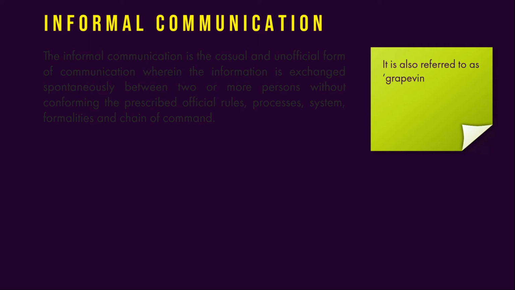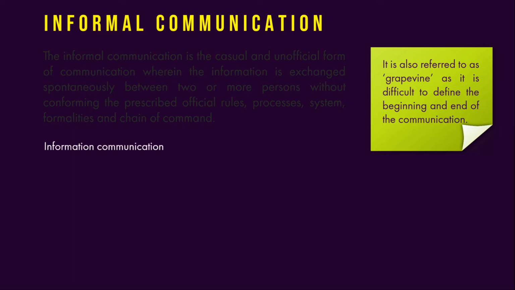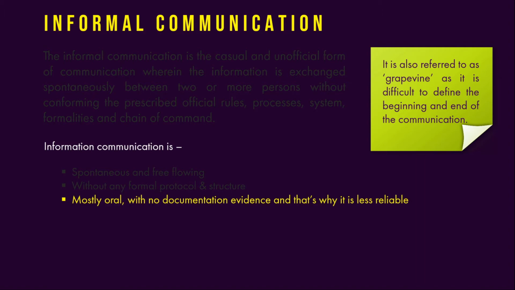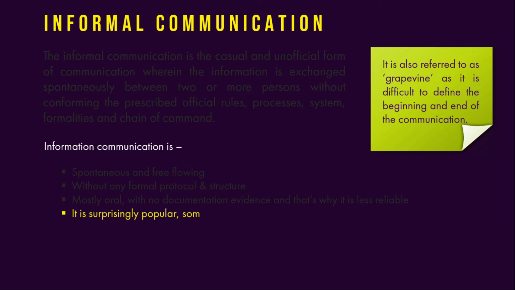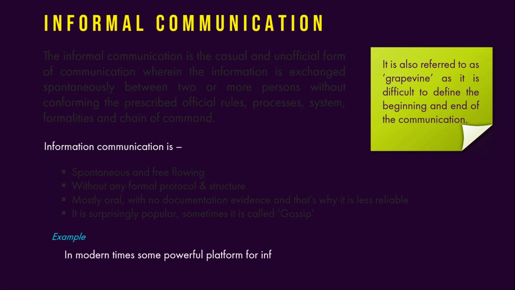It is also referred to as grapevine, as it is difficult to define the beginning and the end of the communication. Informal communication is spontaneous and free-flowing, without any formal protocol and structure, mostly oral with no documentation evidence, and that's why it is less reliable. It is surprisingly popular, sometimes called gossip. For example, in modern times, some powerful platforms for communication are Facebook, Twitter, WhatsApp, etc.